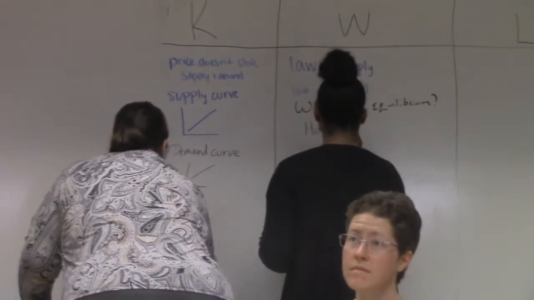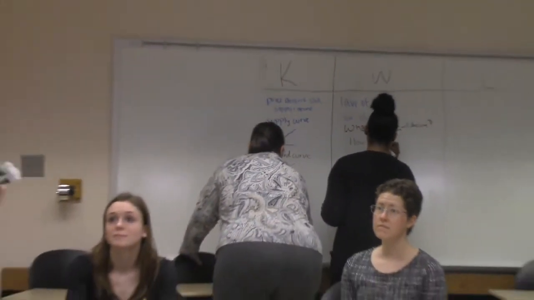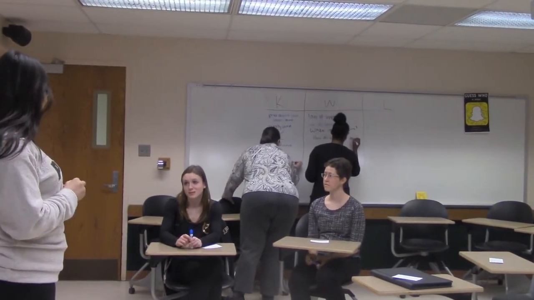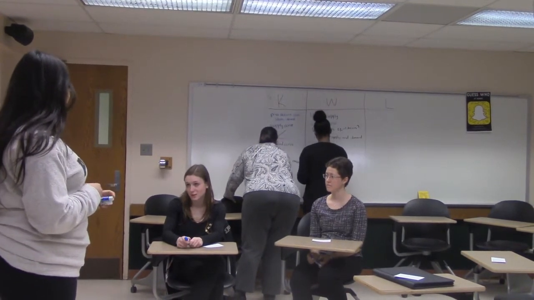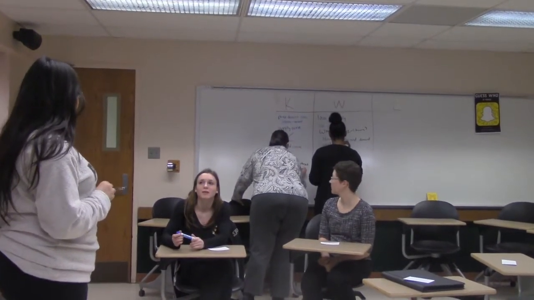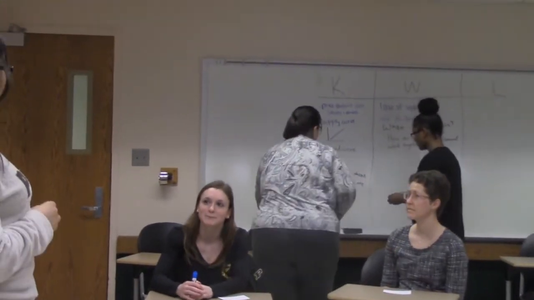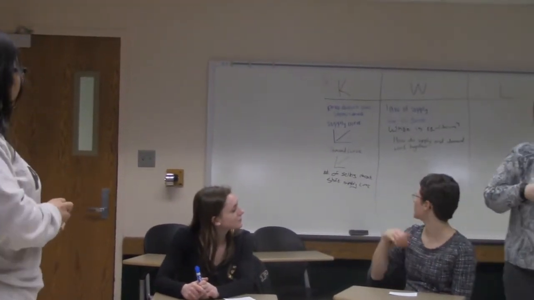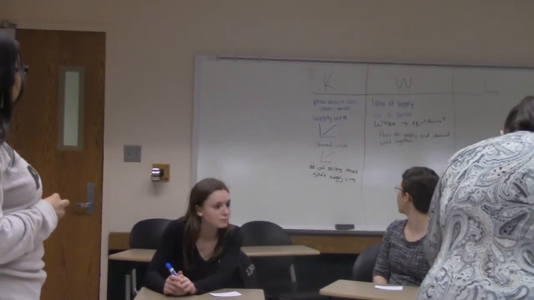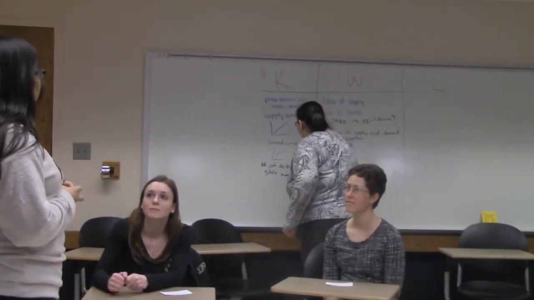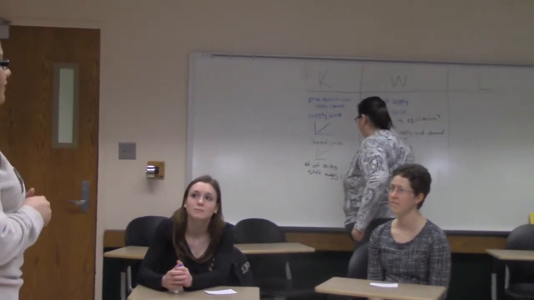So, as we're waiting, can you guys tell me what you put for the K and what you put for the W? I said that price does not shift the supply and demand of a product. And then for my W, I want to know more about the law of demand. Okay. Great. I just remembered from lecture that the supply curve had a positive slope, but I couldn't really remember what was on the axis. And then I wanted to know more about the law of supply. Okay. Awesome.